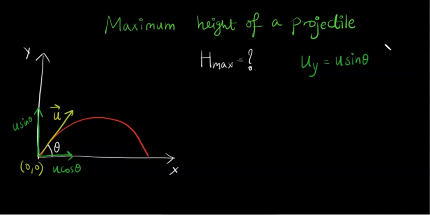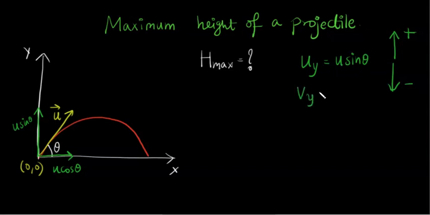Here I am taking the upward direction as positive and the downward direction as negative. That means all the velocities and accelerations in the upward direction will be positive, and all the velocities, accelerations or displacements in the downward direction will be negative. So my g value will be minus g here. Okay, so uy is u sine theta.